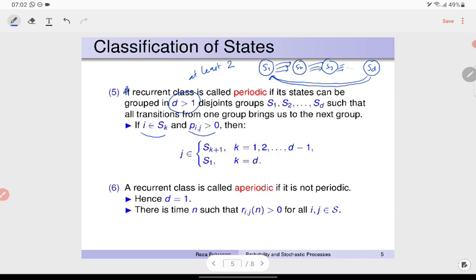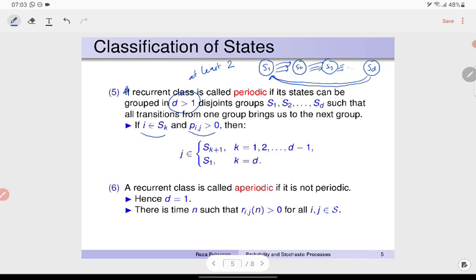And the last fact is called aperiodic. A recurrent class is called aperiodic if it is not periodic. Look at this. This is still a recurrent class, but it is not periodic. That's why we call it aperiodic. It is still a recurrent class. Therefore, in this case, D is exactly equal to 1. So the whole class, the whole set of states, is in one period.